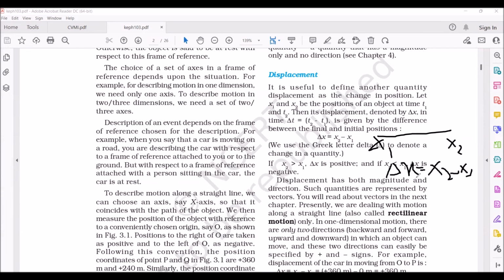Regarding vector and scalar information, we will study it in the next chapter. Now, because the object is moving along a straight line, it is also called rectilinear motion.